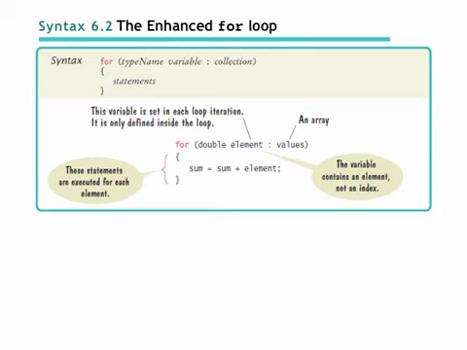Here's the syntax again. We start with a keyword for, followed by the data type of the elements in the array, followed by a variable name, a colon, and then the name of the array. Notice in this syntax example here it says collection instead of array name. An array is what we're currently working with, but there are other types of data structures for which you could use the enhanced for loop.